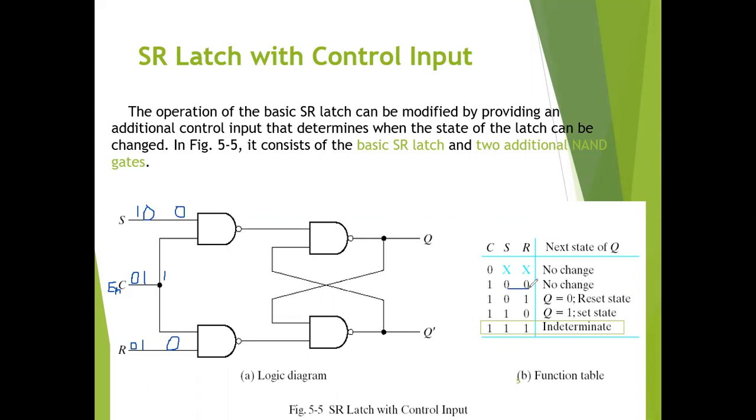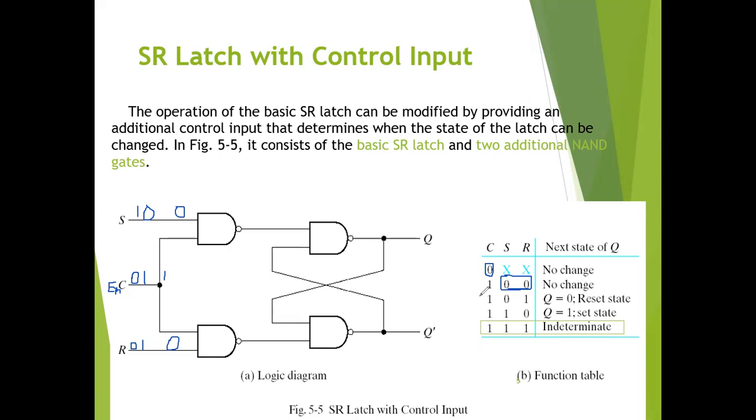No change will occur when the control input or enable input is 0, or when both S and R are equal to 0. In these conditions, no change will occur at the output of the SR latch. And when we change the value of the control signal from 0 to 1, the states will start to change by changing the values of S and R.